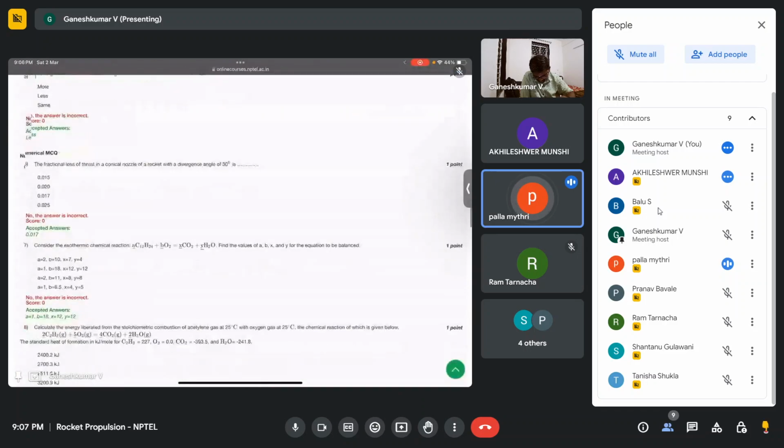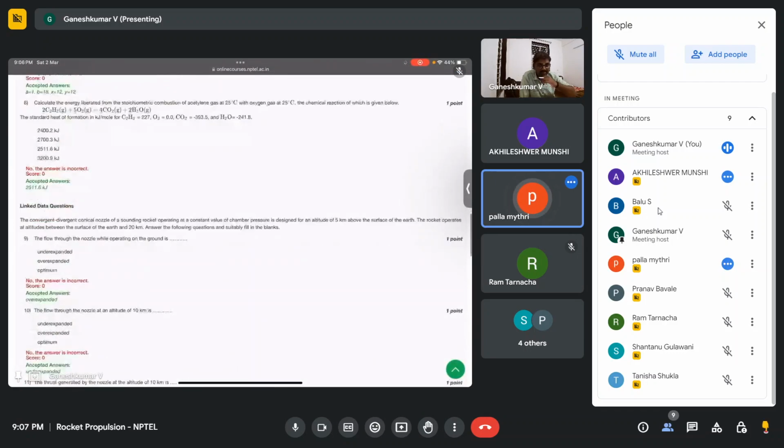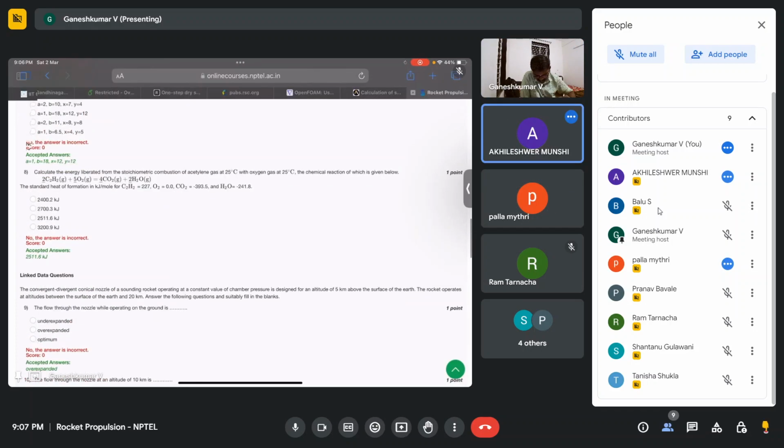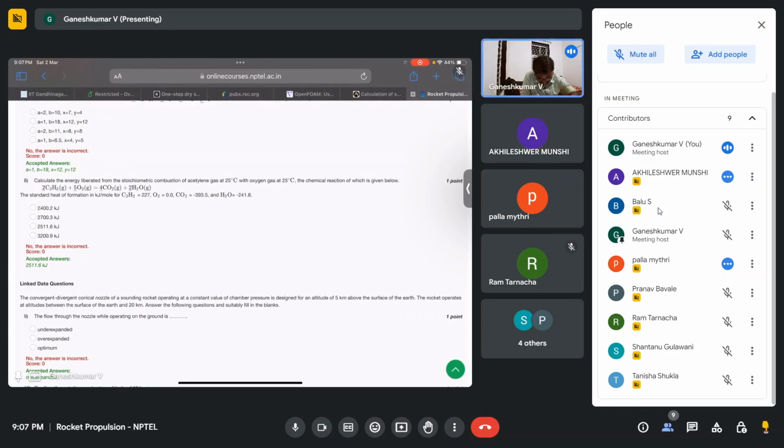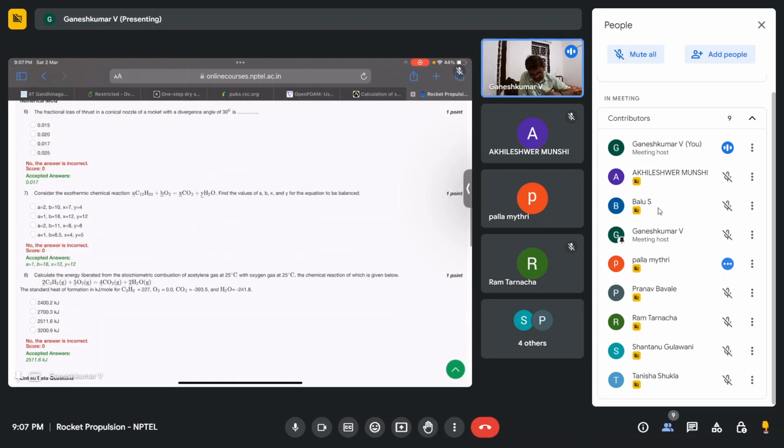I have solved this problem. Which question is that? Question 8, sir. Okay, if you can just show me once. The energy liberated from the stoichiometric combustion of acetylene gas at 25 degrees Celsius with oxygen gas at 25 degrees Celsius, the chemical reaction of which is given below. The standard heat of formation is this. Calculate the energy liberated. So basically you need to calculate the amount of heat of reaction, right? Isn't it?